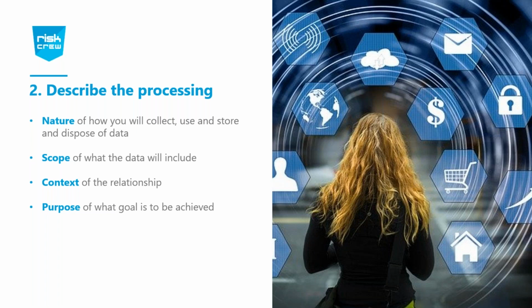And then last but not the least, you have to describe the purpose of this processing. What do you want to achieve with what you're collecting? What is the intended effect on the individuals, and what are the benefits of the processing for you, or more broadly for any other person? So this step, you can see, is quite detailed, where we have to say the nature of the data you're collecting, how you collect it, what is the scope of the data, and the context of the relationship you have with the people that you're collecting the data from, your data subjects, and the purpose of what goal is to be achieved from this.